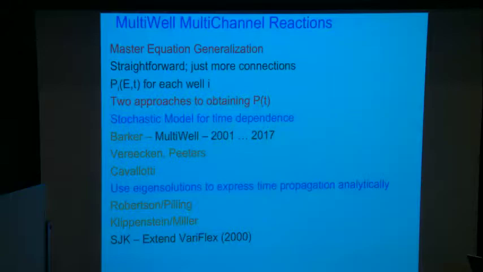Since that time, there's been sort of two approaches. Let me back up. There are two approaches to obtaining this probability versus time, to propagating things in time. One is what you call the stochastic approach, a stochastic model. John Barker is a primary proponent of that approach. With that, you set up a bunch of different simulations of conditions, and you just propagate forward in time with some kind of random steps of your populations.